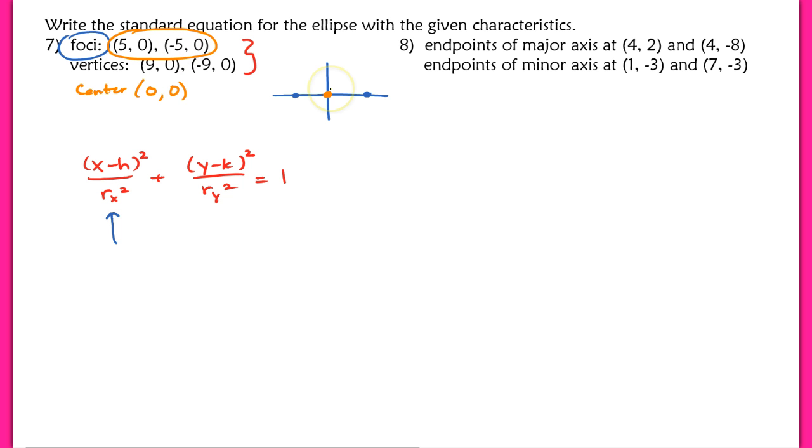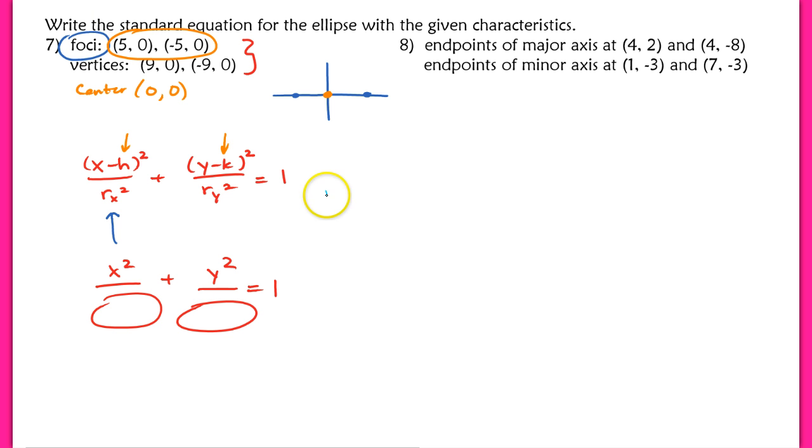So the center here is at 0, 0. Now we can fill in that part for the h comma k. If you want, you can write x minus 0 squared, or you can just leave it as x squared, okay, over some number plus y squared over some number equaling 1. So all we have left now is to figure out r sub x and r sub y.